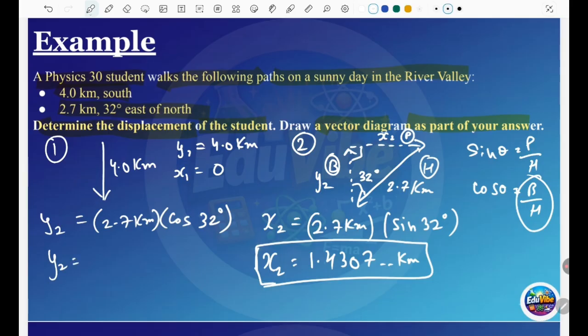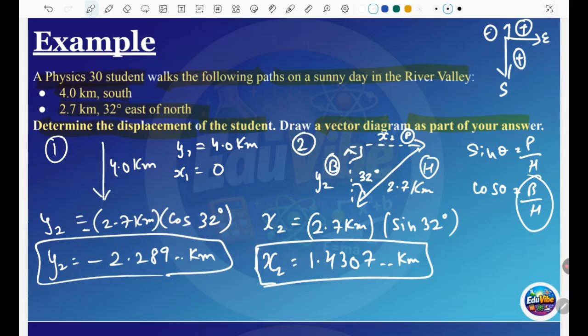Here's the thing: north goes up. In the first one we took south as positive. Now east we also take as positive. But if we take south as positive, we have to take north as negative. So north is negative, so we put this negative sign over there because it goes up, which is north, and south is positive. And we get y2 as negative, which is 2.289 kilometers.